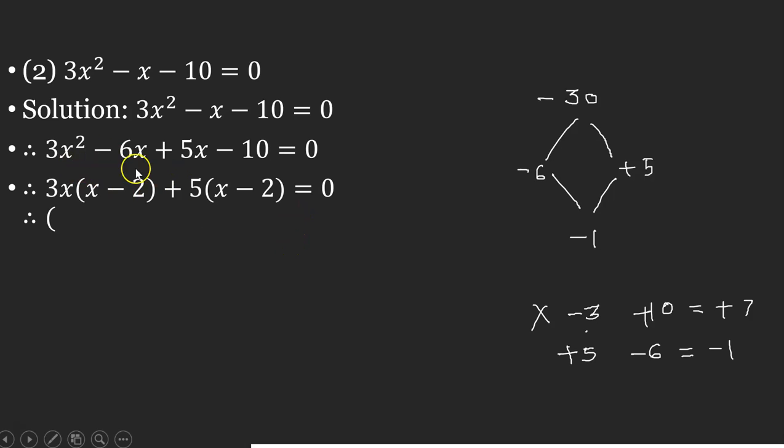नेक्स्ट, आता या फर्स्ट टू टर्म्स मध्ये आपण 3x कॉमन घेतलाय. देन इन ब्रॅकेट यू विल गेट x minus 2. या दोघातनं काय कॉमन येणार? 5 कॉमन येणार इन ब्रॅकेट x minus 2.